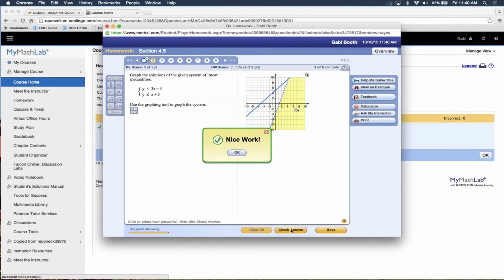Okay. So this is how you graph lines that have dashed lines.